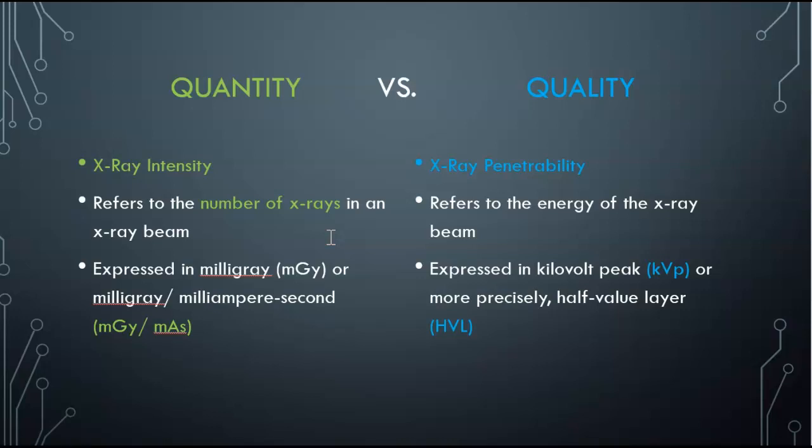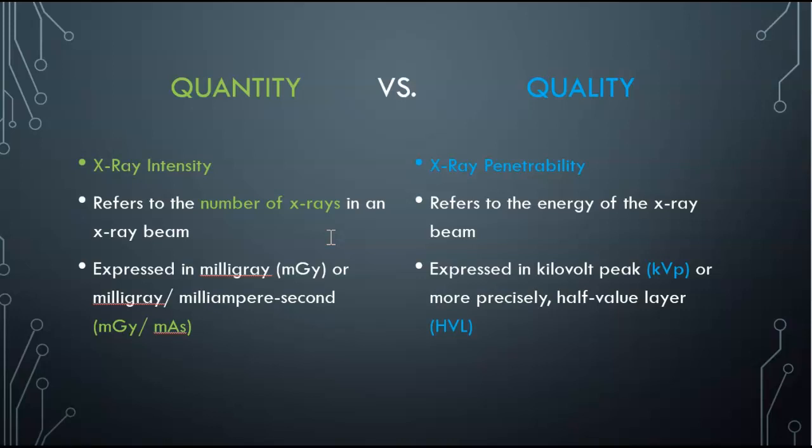All right, so quantity versus quality. Quantity, X-ray intensity, refers to the number of X-rays in a beam, expressed in milligrays or milligrays per ampere-second. We have the quality, which is the X-ray penetrability. So it's like the energy or the force of the X-ray beam. It's expressed in kilovolts peak, or more precisely, half value layer. Half value layer is the way that we measure KVP. So we'll talk about KVP and half value layer.